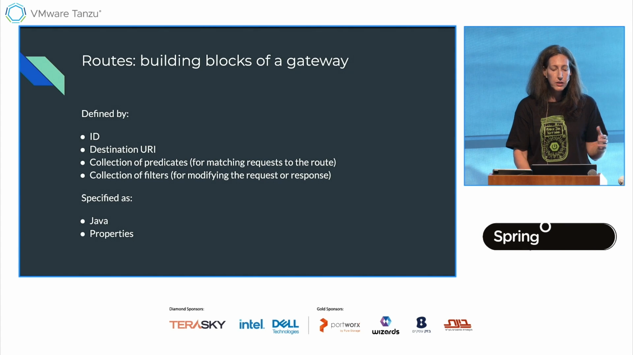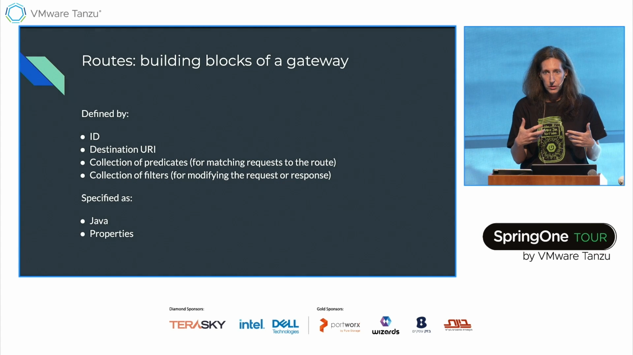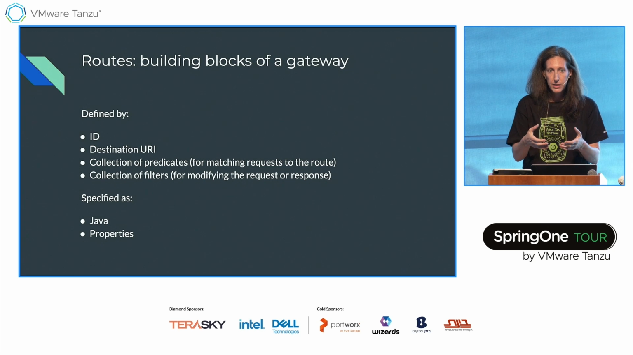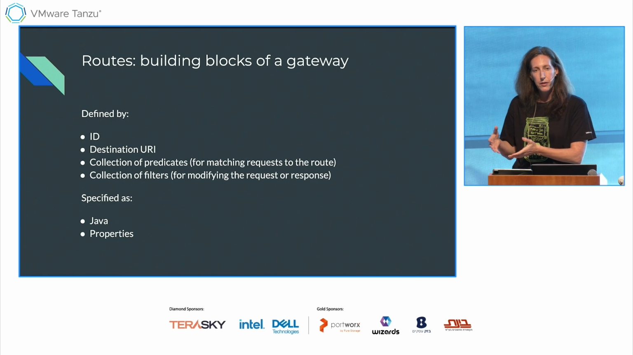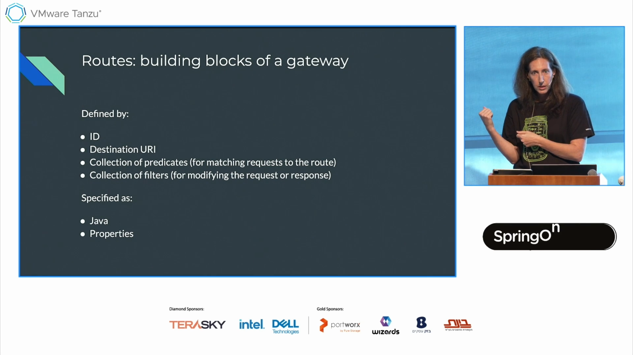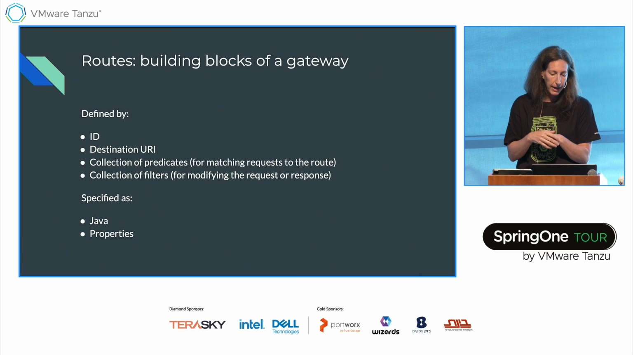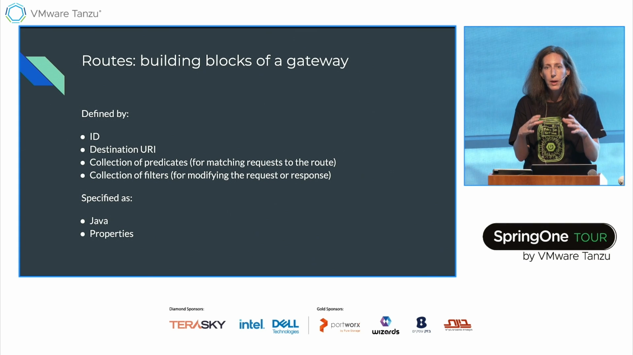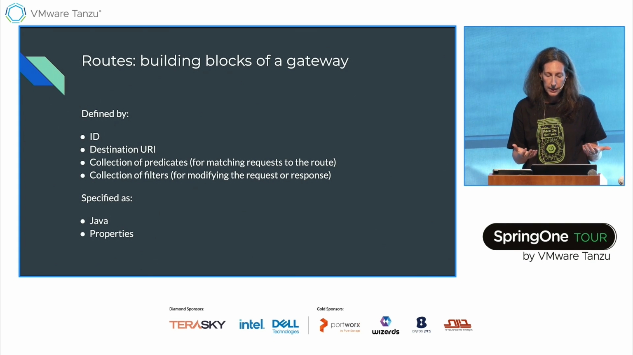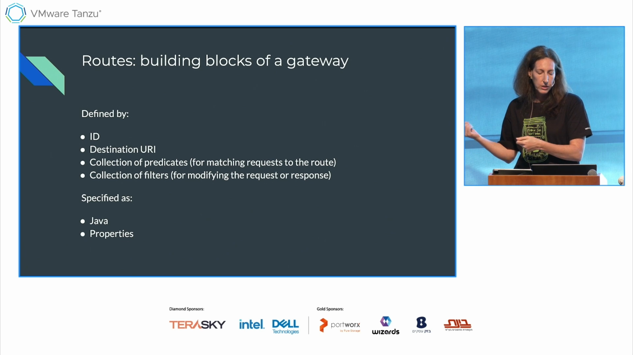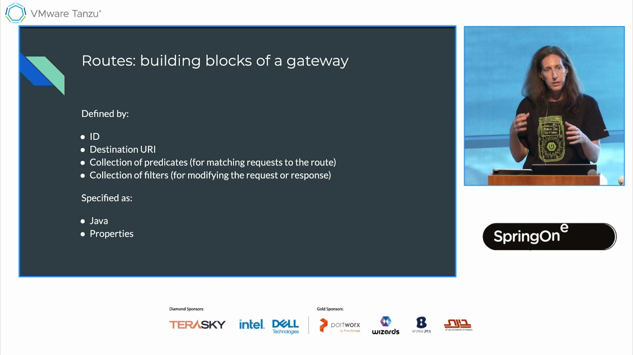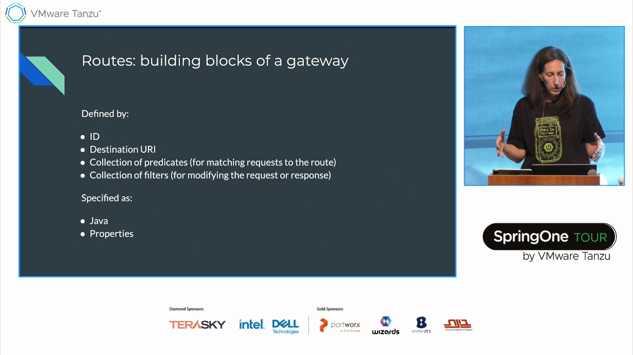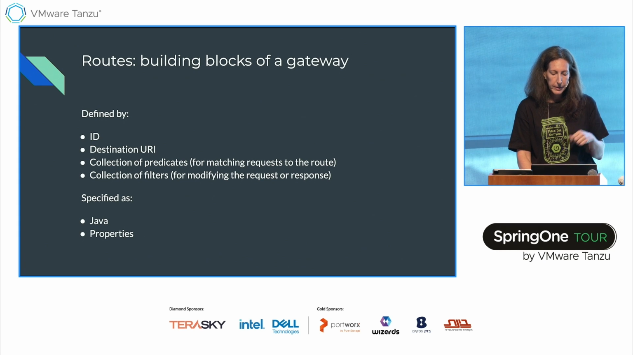And so the idea of a route is the building block of a gateway. As your requests come in, you're going to define which path they are going to take, both to the backend service and on the way back. And so that idea is a route. Every route that you define has to have a unique ID and a destination where it's going to go. And then, of course, the rules for how you divide requests among routes and the filters that you apply.